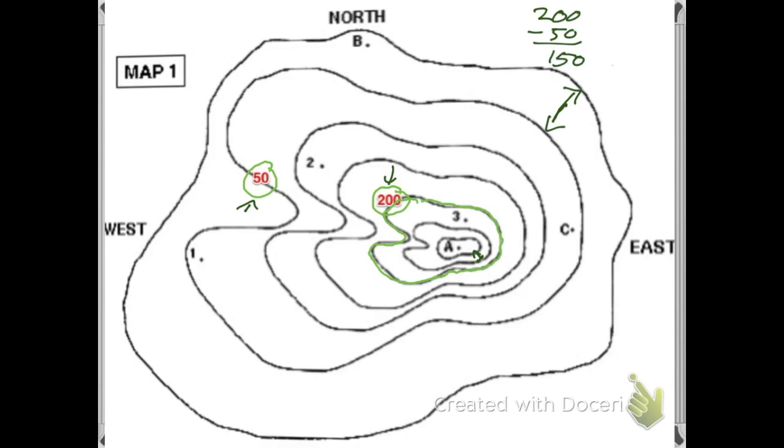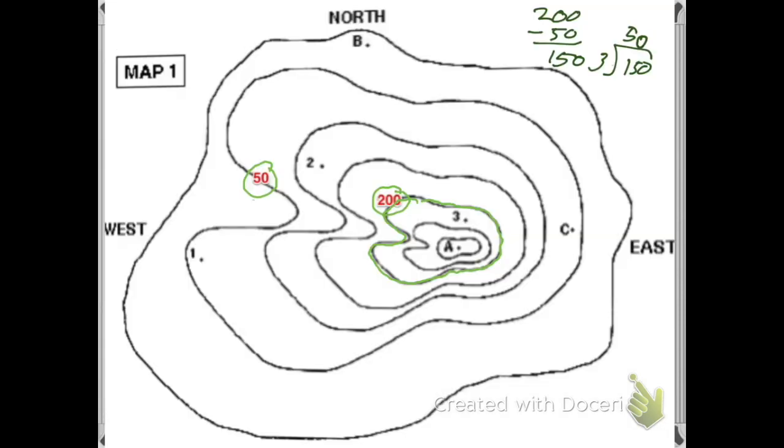Now we look at the spaces in between that 50 and 200. Here's 1 space, 2 space, 3 space. So we're going to take that 150 and divide by 3, which gives us the 50 as the contour interval. So that means every line goes up by 50 feet. So if it's 50 here, that means here is 0, then that 50, then 100, then 150. We have 200 there, so then 250. So the very top line is at 300.